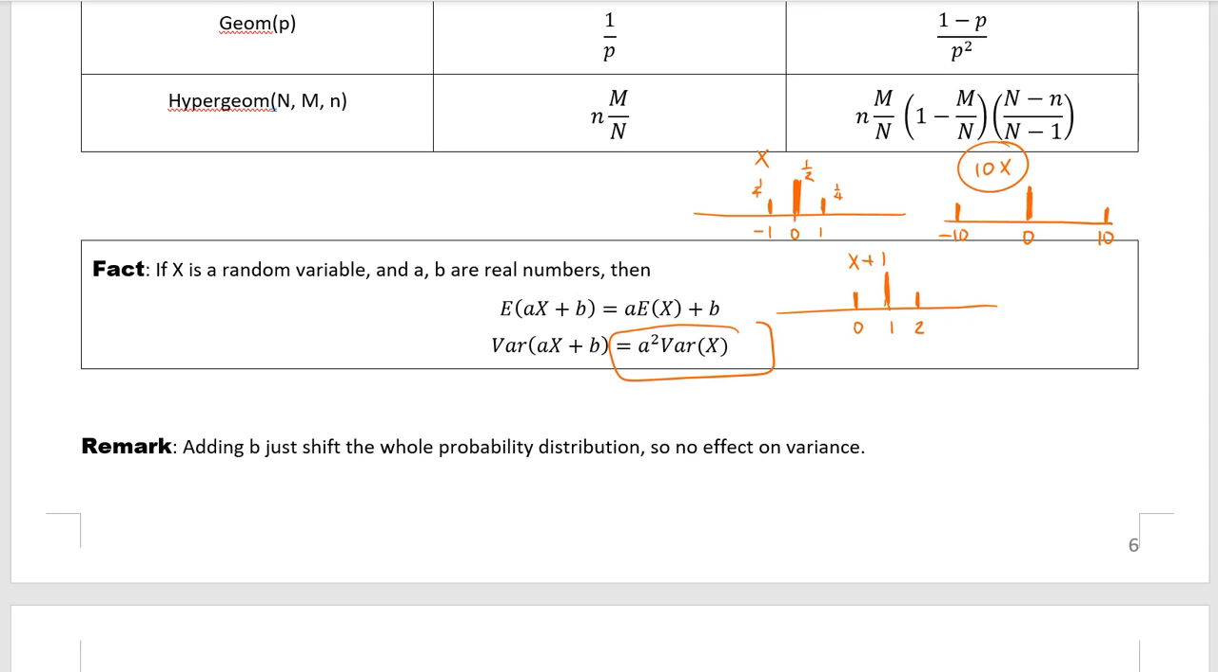Okay, so that's why the variance does not depend on whether we shift the whole data set to the right or to the left. Okay, all right. Yeah, so that's why adding b just shifts the whole probability distribution. No effect on the variance.